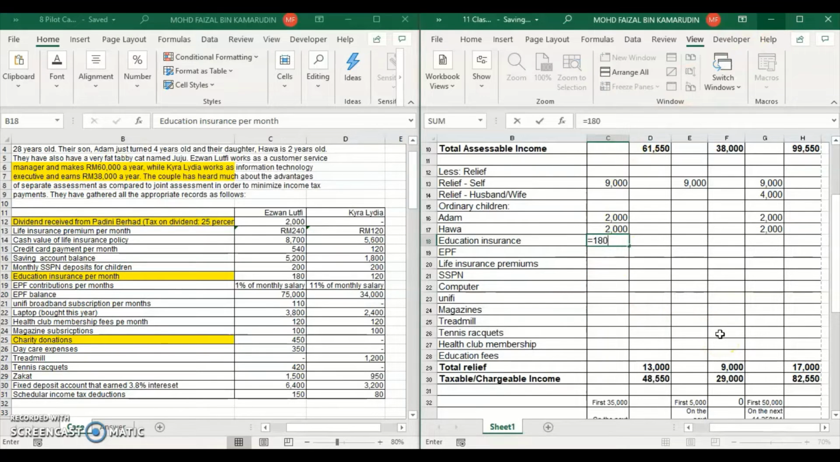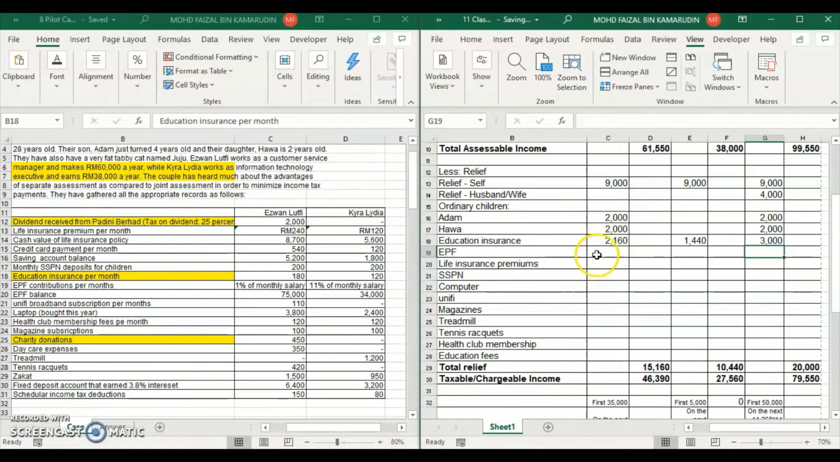So 180 times 12 equals 2,160, no problem, because it does not exceed 3,000. And then for Kyra, 120 times 12 is 1,440, again no issue, because it is less than 3,000. So for joint, we add these two, 3,600 again. We cannot take 3,600, because it exceeds 3,000, so the maximum that we could claim is only 3,000.